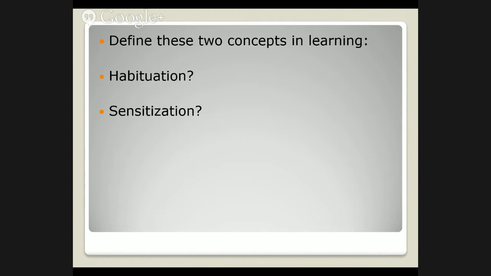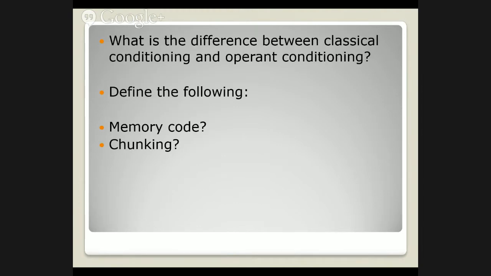Define these 2 concepts in learning: habituation and sensitization. I'm not going to go through those. You guys must just follow in your textbooks and just brush up on those. What is the difference between classical conditioning and operant conditioning? And define the following: memory code and chunking.